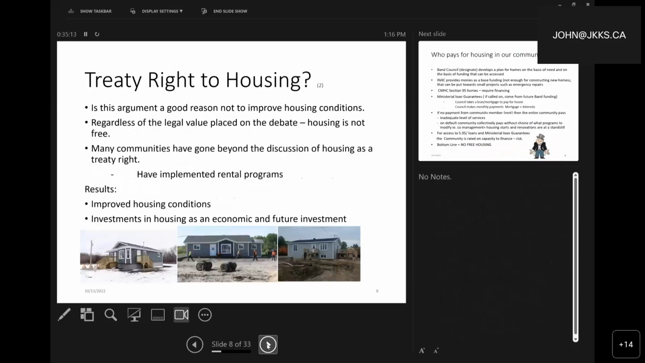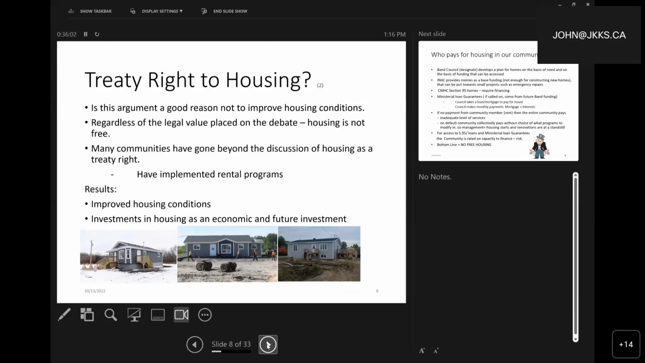And what we see happening is that we don't see housing improving. Regardless of the debate, whether or not housing is a treaty right, it's not free, right? People who work in housing, people who understand housing, know it's not free. The chief and council, as we discussed, has to borrow money at much higher rates than people off reserve will pay, and you have to borrow the money to pay for those houses. Many communities say, look, we know this discussion of housing as a treaty right, but we're moving on. We have introduced a housing regime where people must pay rent.